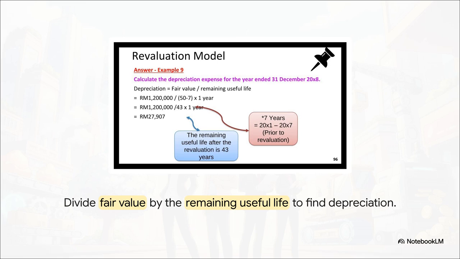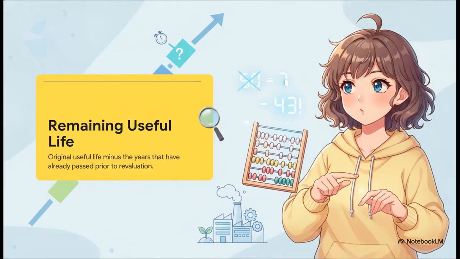Okay, so we have our shiny new fair value of $1,200,000. Now we need to figure out how to depreciate it going forward. This illustrates the ultimate boss rule formula for your exam. Depreciation equals fair value divided by the remaining useful life. Notice that key word. We must divide the new $1,200,000 value by the remaining 43 years, not the original 50 years. Let's define this explicitly, because forgetting to subtract the past years is the number 1 mistake students make.